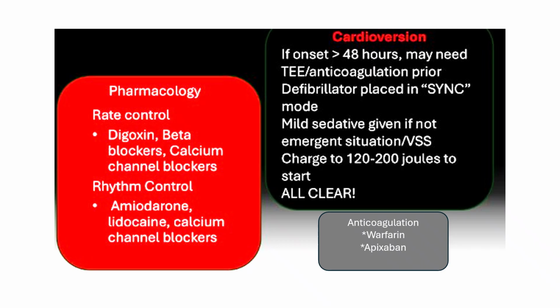And a patient is actually at most risk for dropping that clot and it embolizing when normal rhythm is restored. So, in situations that aren't an emergency, if cardioversion is warranted, just make sure if it's greater than 48 hours, a TEE or anticoagulation is performed. We want to give a mild sedative if it's not emergent because it's not going to be comfortable. You want to charge anywhere from 120 to 200 joules, all clear.